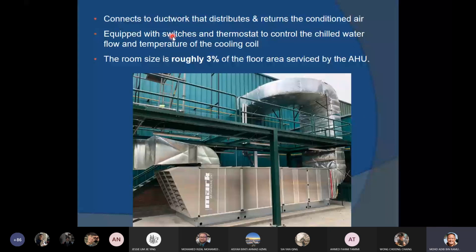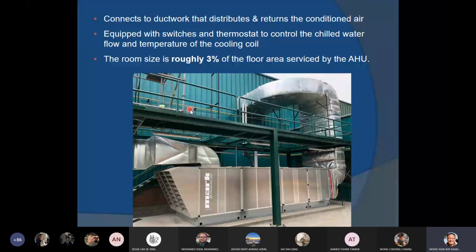The AHU is actually equipped with switches and a thermostat to control the chilled water flow and temperature of the cooling coil. So this is where you control the temperature, just like the aircon that you use in your house. For larger air conditioning systems, you can control the temperature too, but how you control it has some variety. I'm going to show you next how the temperature is controlled in the plant system.